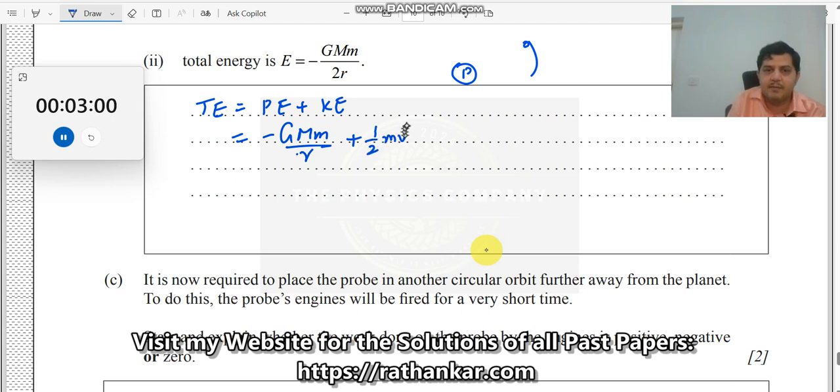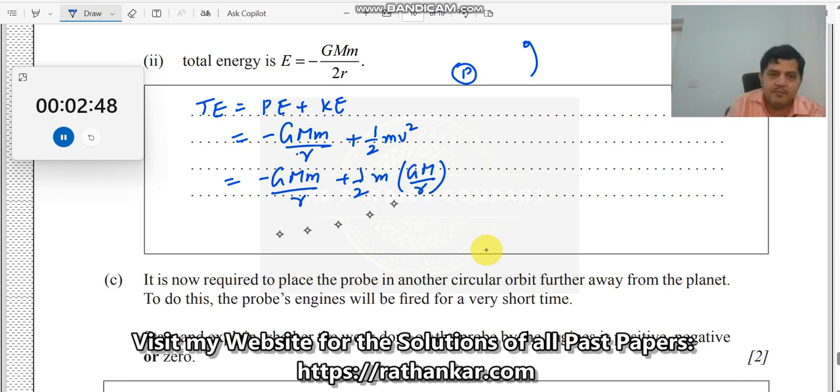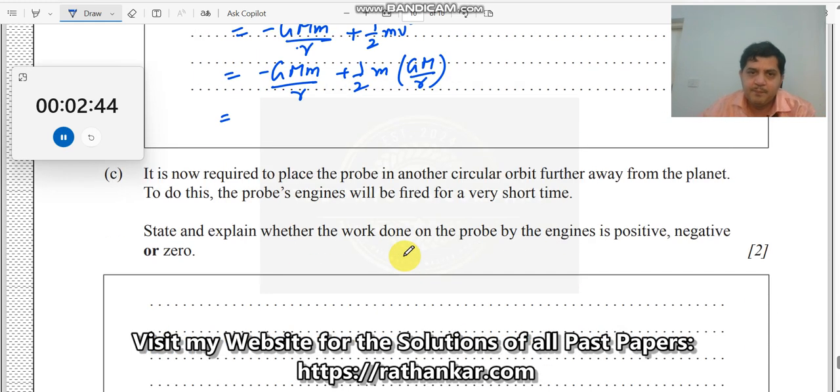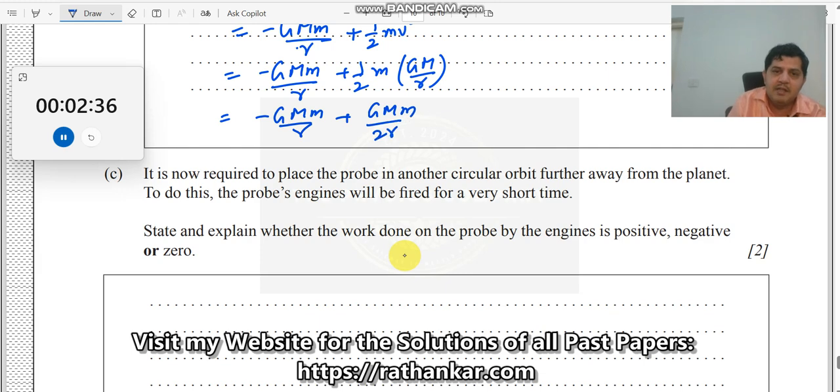Half mv squared. Now we have already proven that v is equal to root of GM by r in the previous expression. So I will write this as minus GMm by r plus half m into GM by r. Now let me simplify this. So this will now become minus GMm by r plus GMm divided by 2r, which will now become minus GMm divided by 2r.